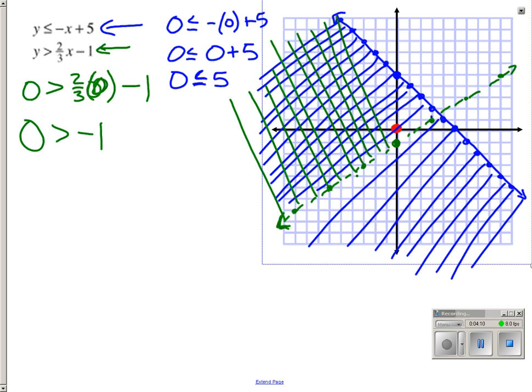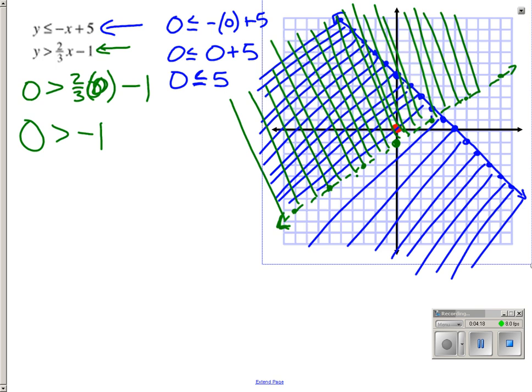You're going to notice I'm about to shade right there. I'll do it again. I'll shade right through my test point. That's where it is. So then I'm concerned about, with a system of inequalities, where the solution region is.